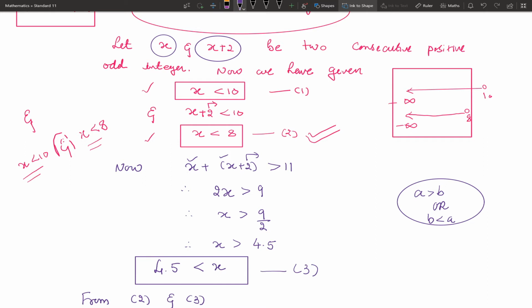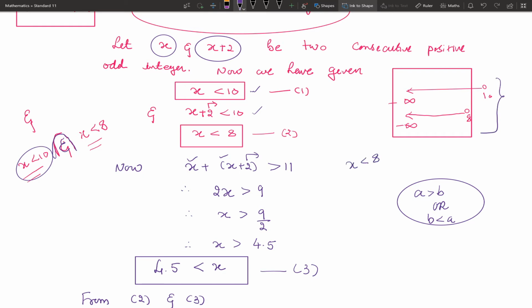Now it is given that each is less than 10, so x is less than 10 and x plus 2 is less than 10. When we solve x plus 2 less than 10, we get x less than 8. Now take x less than 10 and x less than 8 as an intersection: x is less than 8. So simultaneously the inequality which satisfies both is x less than 8.